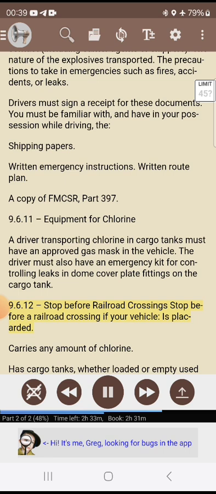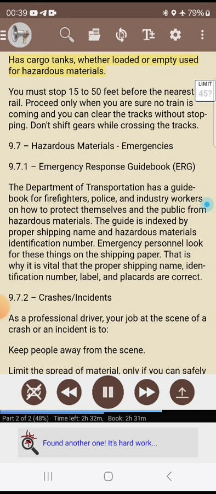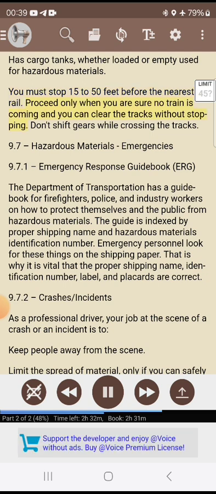9.6.12 Stop before railroad crossings. Stop before a railroad crossing if your vehicle is placarded, carries any amount of chlorine, or has cargo tanks, whether loaded or empty, used for hazardous materials. You must stop 15 to 50 feet before the nearest rail. Proceed only when you are sure no train is coming and you can clear the tracks without stopping. Don't shift gears while crossing the tracks.